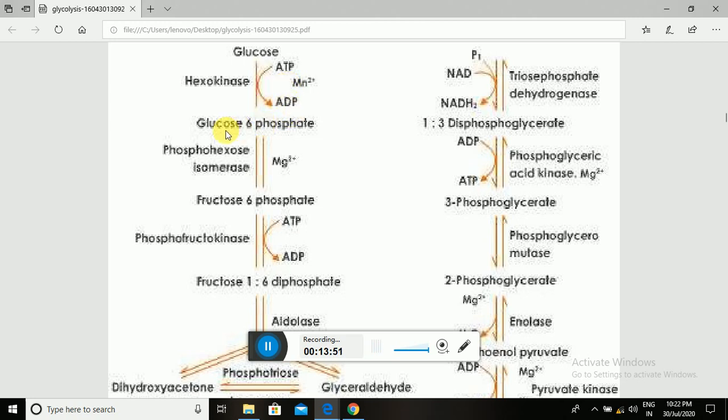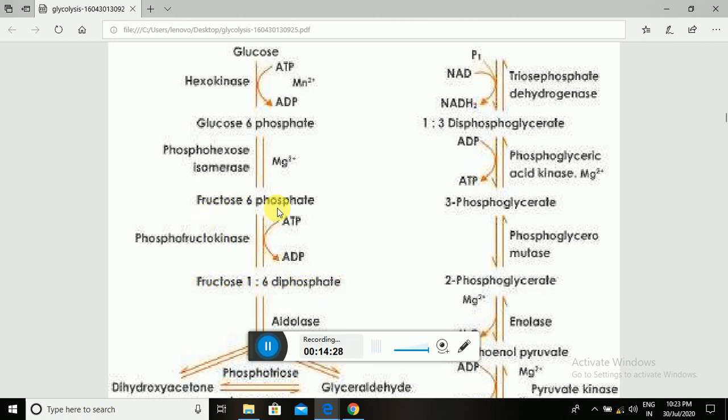Then glucose 6-phosphate gets converted into fructose 6-phosphate, and the enzyme responsible for this reaction is phosphohexose isomerase. In the isomerization of this substrate, glucose gets converted into fructose. Glucose is an aldehydic form, and fructose is a ketonic form. Also for this reaction, phosphohexose isomerase requires Mg2+ as a cofactor. Then this fructose 6-phosphate gets converted into fructose 1,6 bisphosphate or fructose 1,6 diphosphate.